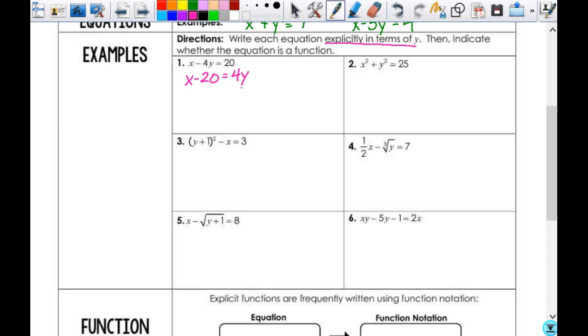So x minus 20 equals 4y, and then is that explicitly solved for y? No, because I still got the 4, got to divide, so this is going to give me 1/4 x minus 5 equals y. All right? And then I have explicitly solved it for y. It's fine that y is on the right, and yes, it's a function. Okay. We good?